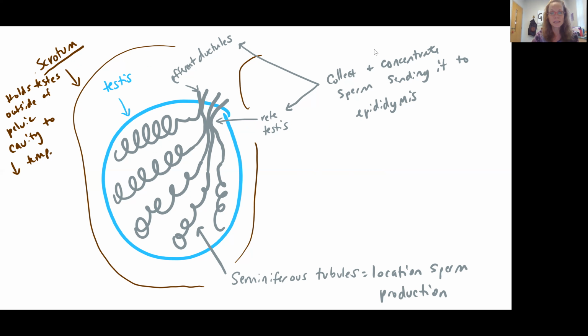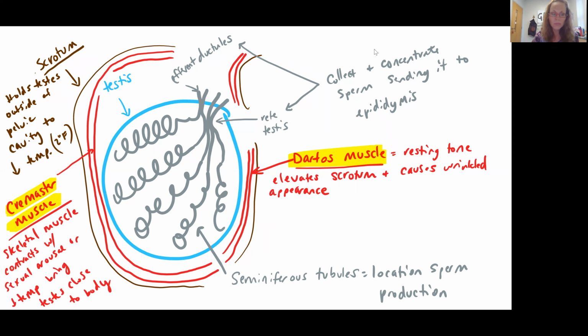Now, the two testes are separated into compartments within the scrotum. There are two different muscles found in the structure of the scrotum that are both helping to hold the testes out of the pelvic cavity and also make adjustments for temperature. You have the dartos muscle, which is in the dermis. This is going to, with resting muscle tone, elevate the scrotum, and it's also responsible for that wrinkled appearance of the scrotal sac. And then the cremaster muscle is a deeper muscle.